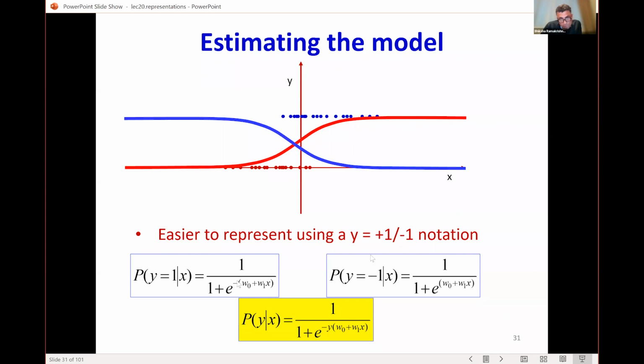So we can write both of these in combined form and say P of y given x is 1 over 1 plus e raised to minus of y times W0 plus W1x. And you can see immediately that when y is 1, that gives you this formula to the left. And when y is minus 1, minus times minus 1 becomes plus. So this gives you the formula to the right. So this formula, P of y given x equals 1 over 1 plus e raised to minus of y times W0 plus W1x, captures both of these curves.